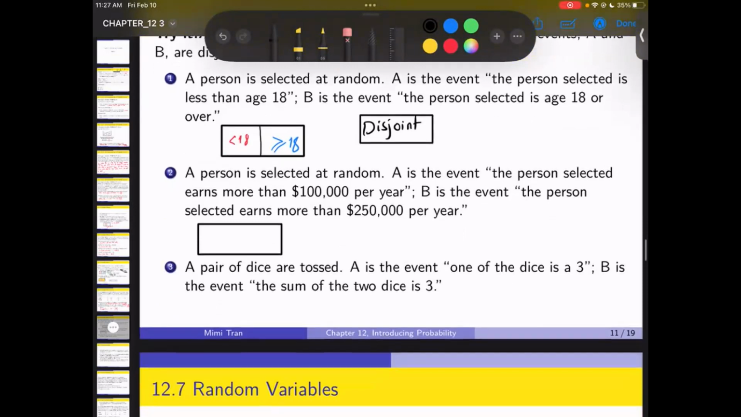So that's my sample space. And then somebody making more than $100,000 will be this ball, 100K. And then somebody making more than 250K will be that ball, right? 250K. So there you go. So 100K is a subset of 250K. So no, it's not disjoint.